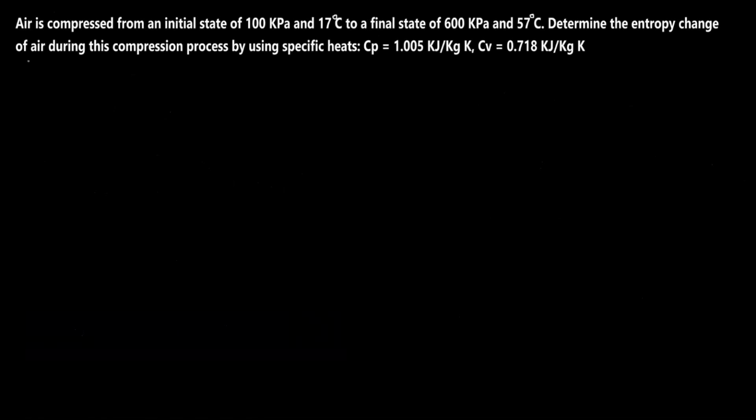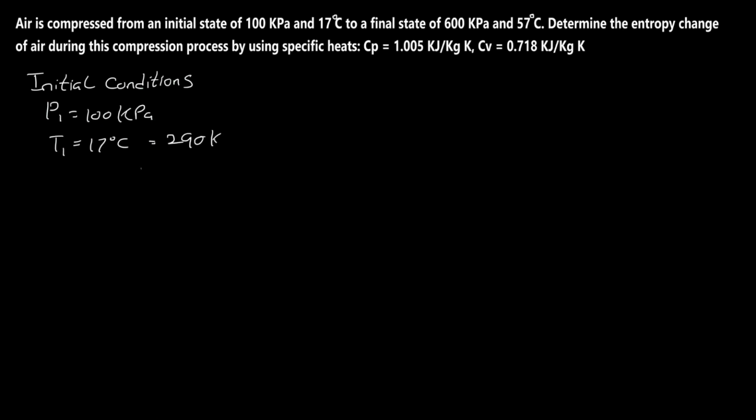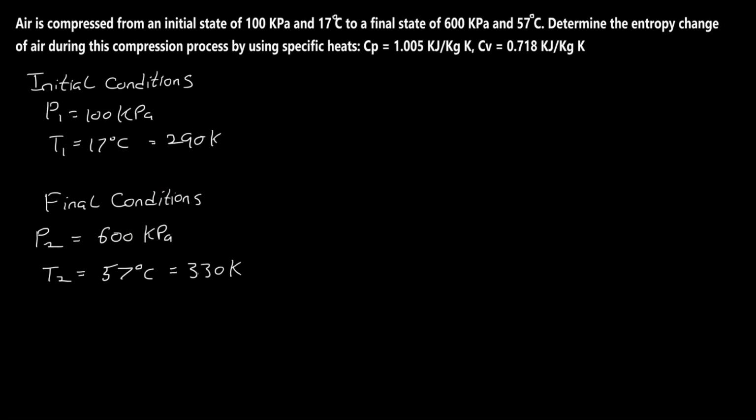For the inlet conditions, we have the inlet pressure as 100 kilopascals and inlet temperature as 17 degrees Celsius or 290 Kelvin. For the final conditions, we have the final pressure P2 as 600 kilopascals and the final temperature T2 as 57 degrees Celsius or 330 Kelvin. We can determine the change in entropy using ds equals Cp times the natural logarithm of T2 divided by T1 minus R times the natural logarithm of P2 divided by P1.